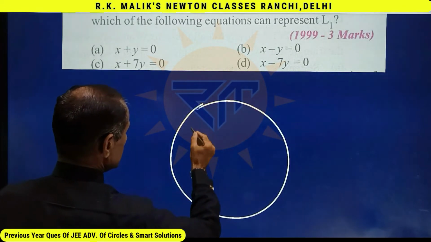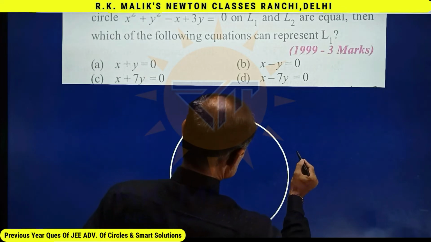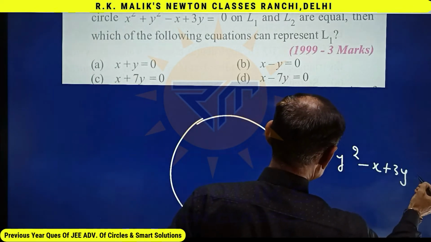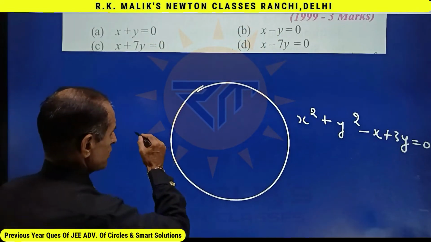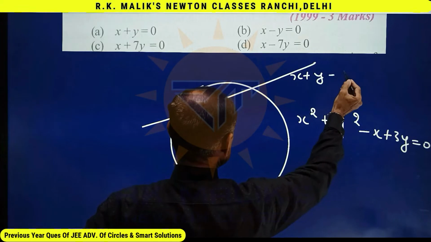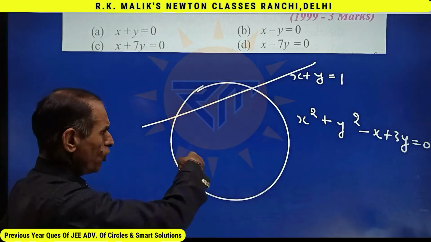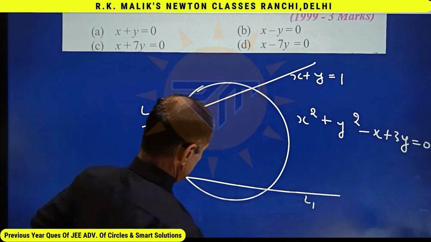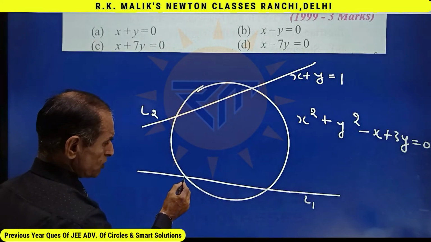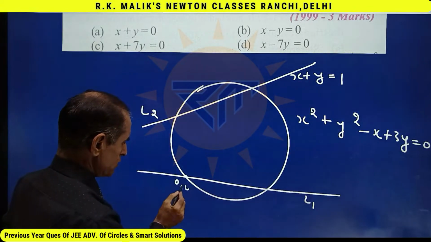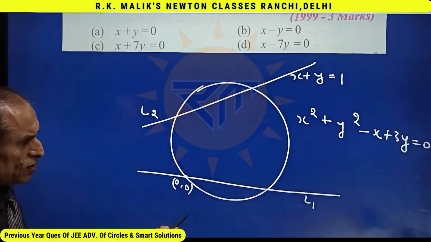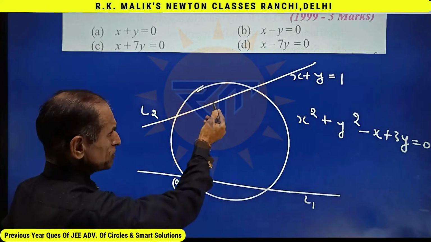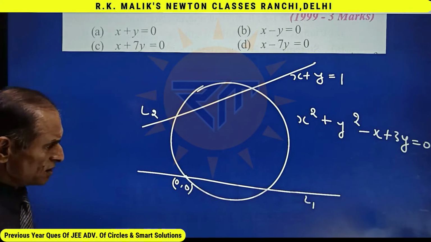First of all, this is a circle whose equation is x square plus y square minus x plus 3y equal to 0, and x plus y equal to 1 is a line making some intercept on this circle, and the name of this line is L2, and L1 is a line which is passing through origin. Origin lies on this circle, therefore I can take this as origin, and you have to find the equation of L1 so that the intercepts made by this line and this line on the circle are equal.